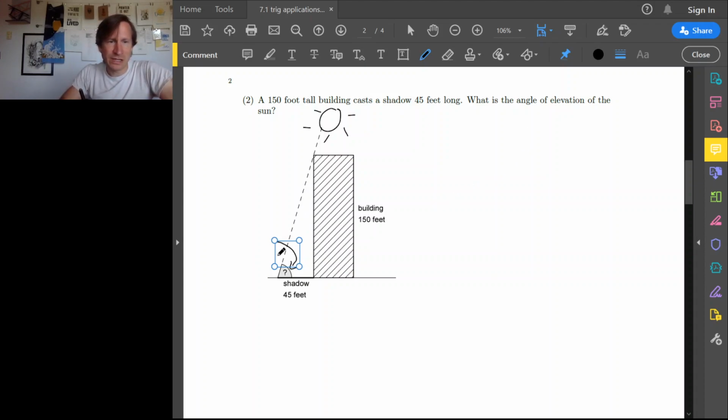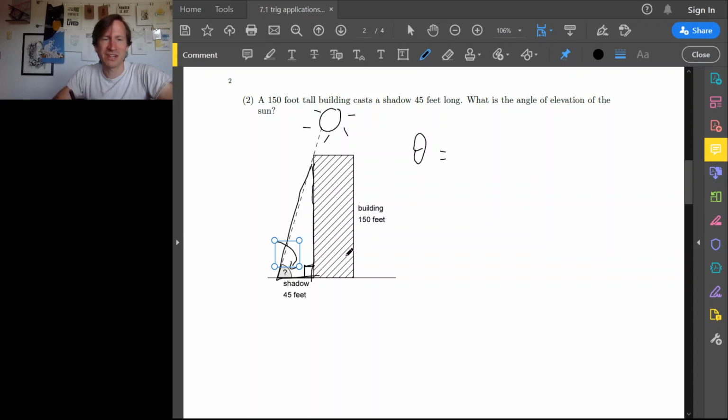And let's see, well, it looks like we have a right triangle here formed by the building, the ground, and the shadow. Presumably, this angle that the building makes with the ground is a right angle, I hope, or else it's not a very well-built building. So we have a right triangle. We know two sides. We know the opposite side and the adjacent side to this angle that we want to know. So that unknown angle, let's call it theta.